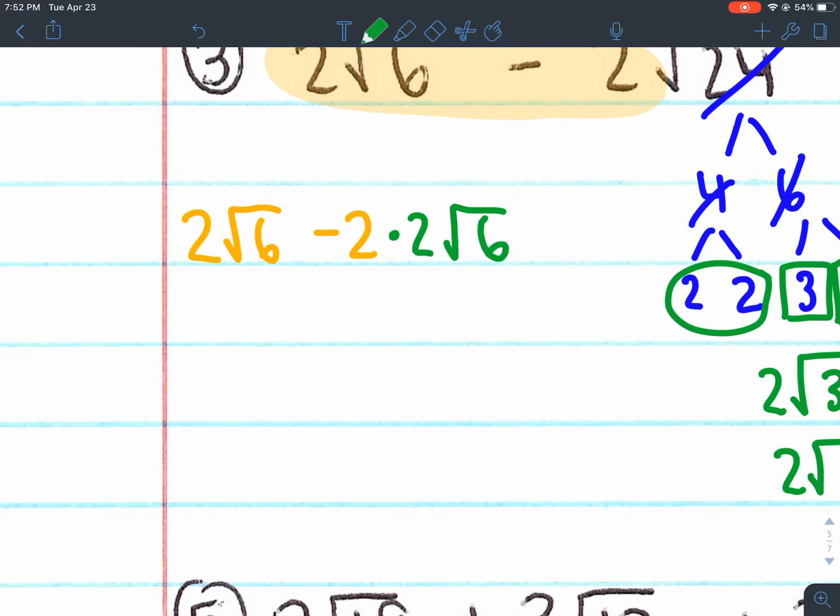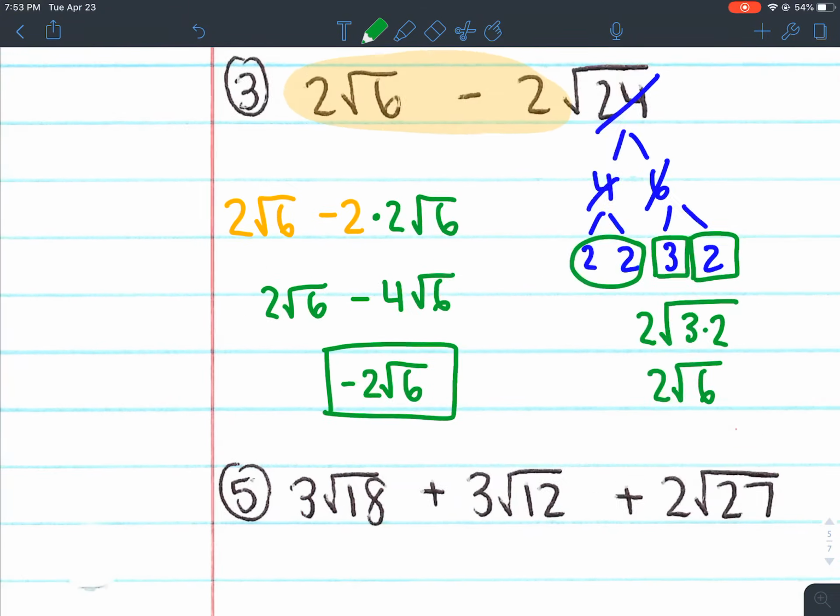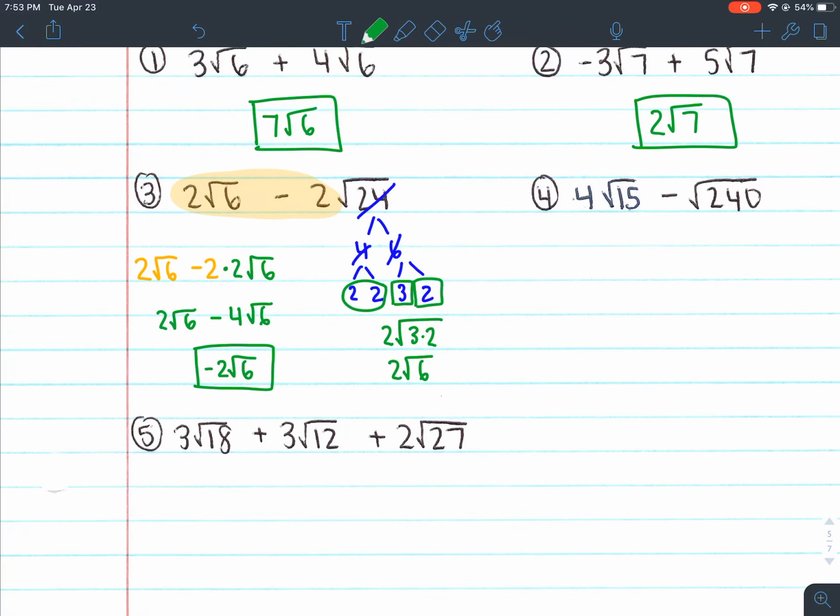And then I simplify this. This is going to be 2 square root of 6 minus 4 square root of 6. And I end up with having negative 2 square root of 6's. Okay? Just like combining like terms, very similar.